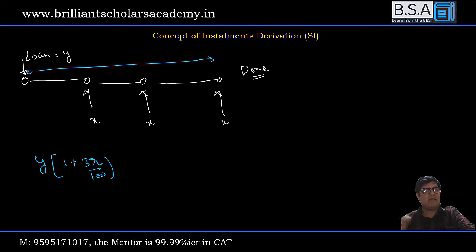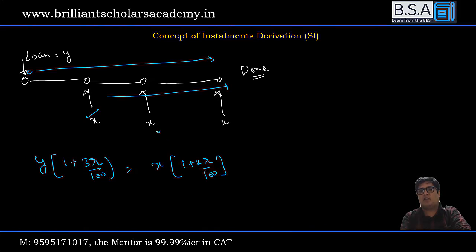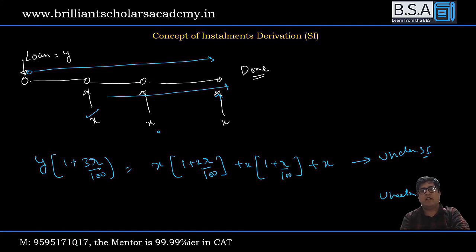So it will not be 1 plus R cube. No, it will be 1 plus 3R. When this payment was made, there were 2 years after this. So this payment will generate the interest for 2 years. This one will generate interest for 1 year. And when this payment is made, we say no more, done. This is under SI. What does it look like as compared to under CI? This is what it looks like.